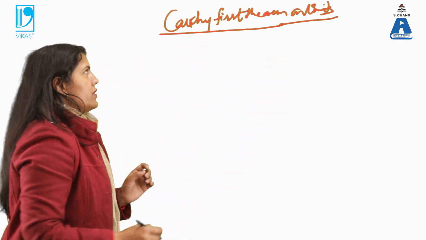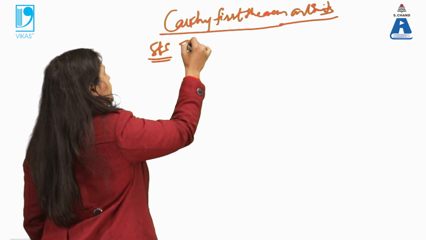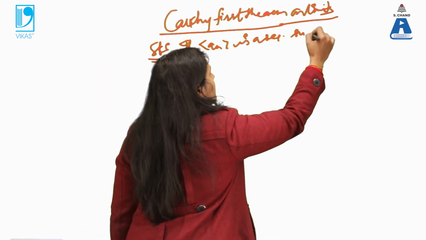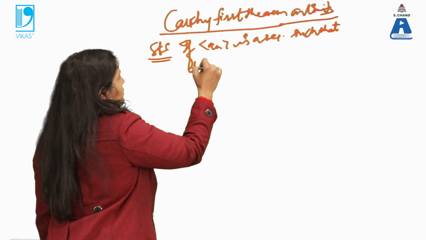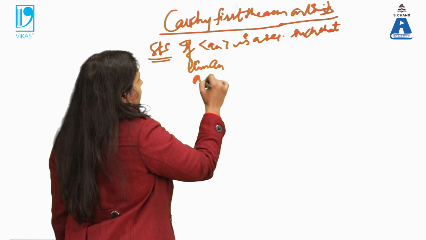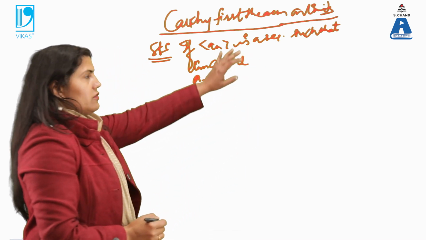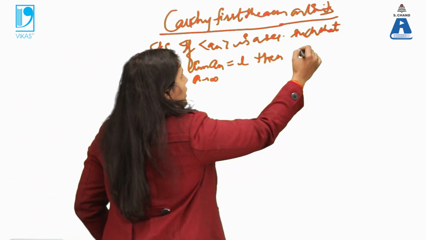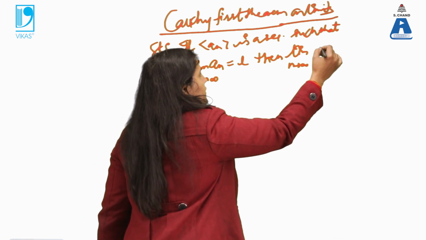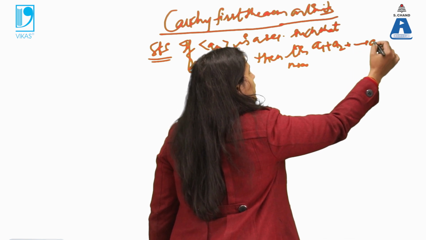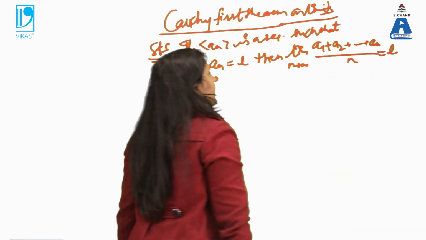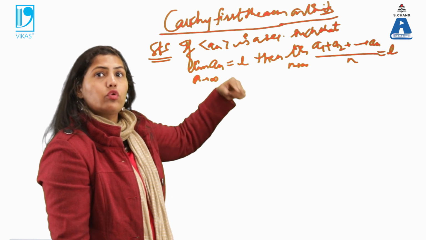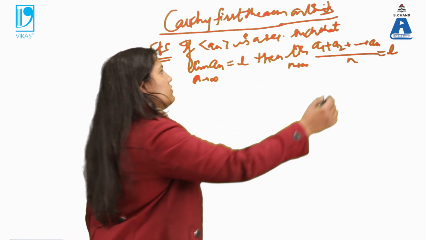So what exactly does the theorem state? The statement is, if a_n is a sequence such that limit of a_n as n tends to infinity is L, it means the sequence is convergent, then limit as n tends to infinity of (a1 + a2 + ... + an) by n will be L. It means if you have a convergent sequence, then with the help of that convergent sequence, you can find the limit of another sequence which is in this form.